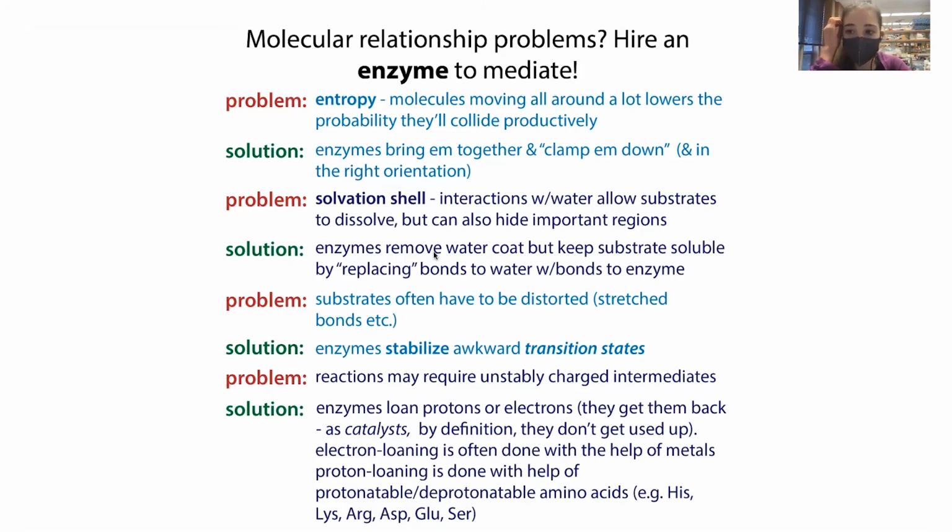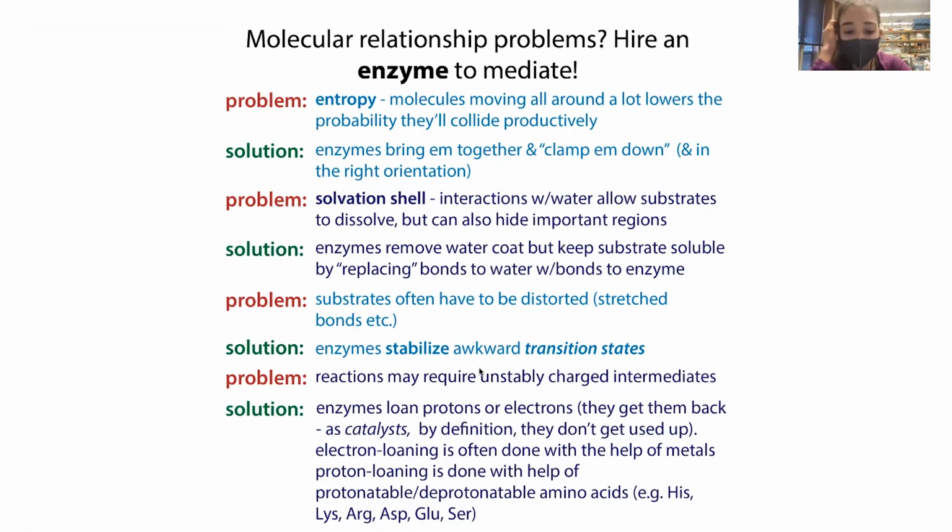They'll also stabilize awkward transition states, as we'll see. So you don't want to stabilize just the substrate bound, because then it would have no motive to change. And you wouldn't want to stabilize just the product bound, or else you would never release it. So it's really by stabilizing that transition state that enzymes are able to help the reaction proceed.